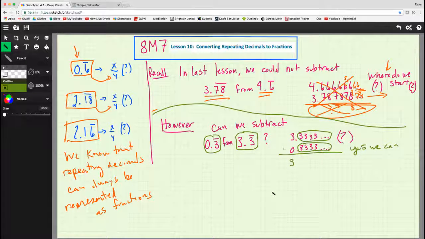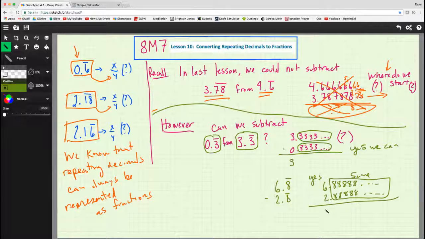Let's try that again. Can you subtract 2.8 repeating from 6.8 repeating? And the answer is yes, because you can take 6.88888 minus 2.88888, and these are the same. So you get 4. So 6.8 repeating minus 2.8 repeating is 4.